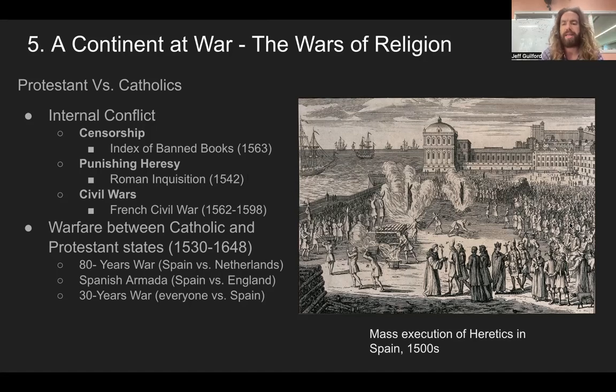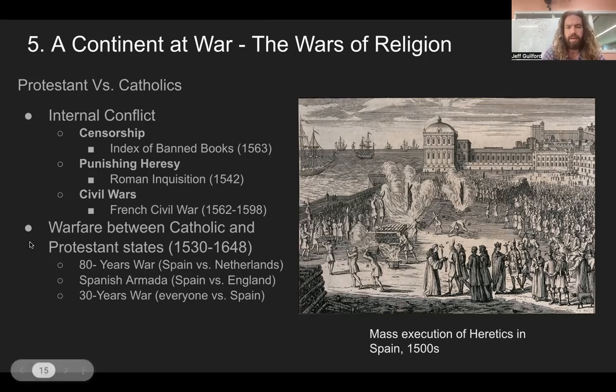This is a picture here in Spain, in which the Spanish government was burning to death a whole bunch of heretics sometime during the 1500s. So basically, anybody who rejected Catholicism risked getting tortured and burned to death. And this also resulted in a bunch of civil wars where Protestants and Catholics within a single country fought against each other for control. One of the biggest ones happened in France between 1562 and 1598.